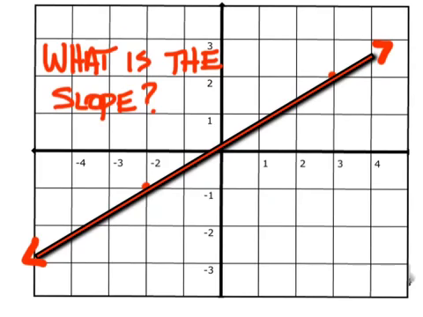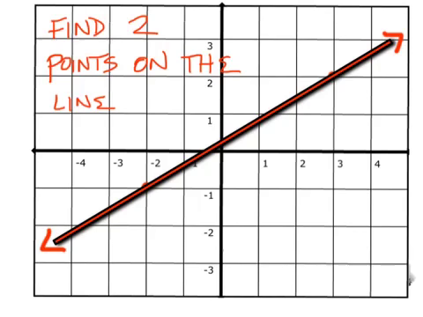Example number 1. What is the slope of this line? Find 2 points on the line. And when I say 2 points, I'm not talking about points that don't pass through the intersection of those boxes on the graph. You don't want a point that's in the middle of a box. You want one that's right on an intersection of the graph. So there are my 2 points that I've chosen.